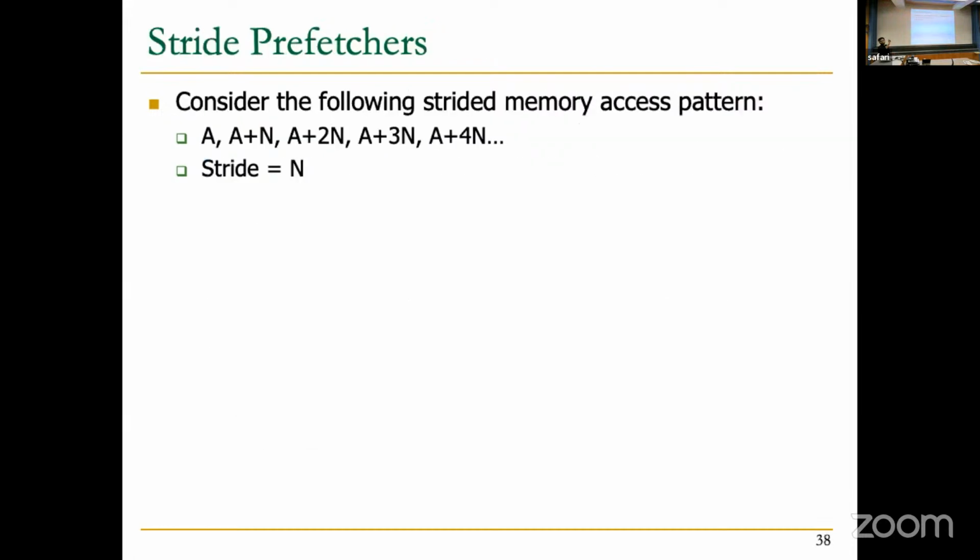So let's try to make it even a bit better, right? So that's the stride prefetcher. A stride prefetcher essentially says that you have this sort of access pattern, and you can see that there is an arithmetic stride of plus n. So let's try to understand.